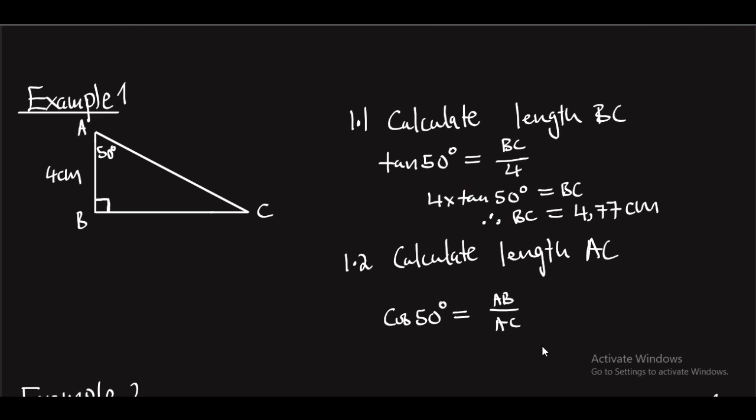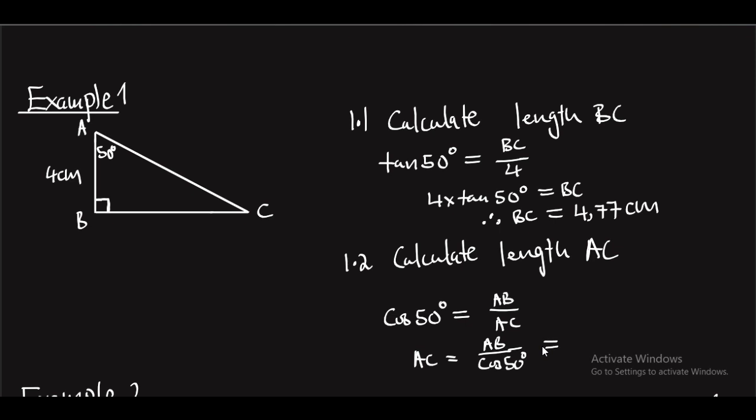If you want something that is in the bottom like this and you want to make it the subject of the formula, you just swap it with this one. We take AC, we put it there, and then cos 50, we put it at the bottom. So we'll say AC is equal to AB divided by cos 50 degrees.